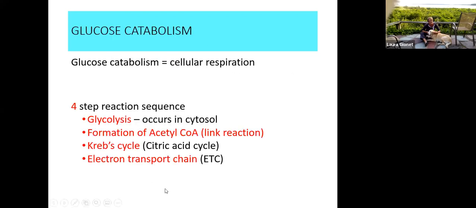Okay, so glucose metabolism or catabolism is cellular respiration. Right, there are 4 steps, so you need to know the 4 steps. We have glycolysis, which occurs in the cytosol. Then we have the formation of acetyl CoA, the Krebs cycle, and the electron transport chain. So the glycolysis occurs in the cytosol, and then the end products of glycolysis are going to be shunted into the mitochondria for the last 3 series of reactions or phases: formation of acetyl CoA, Krebs cycle, and electron transport chain.